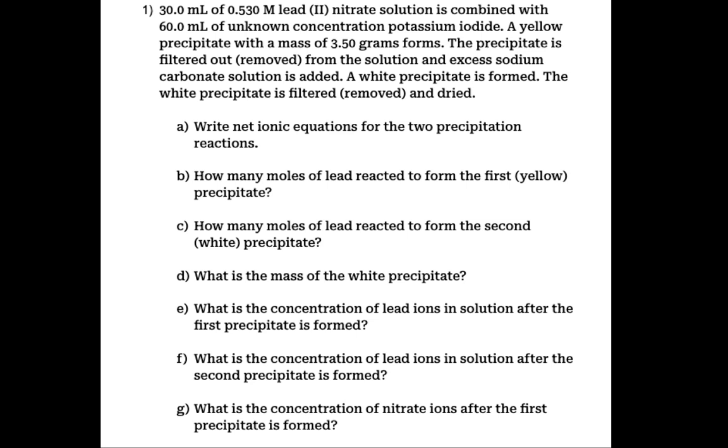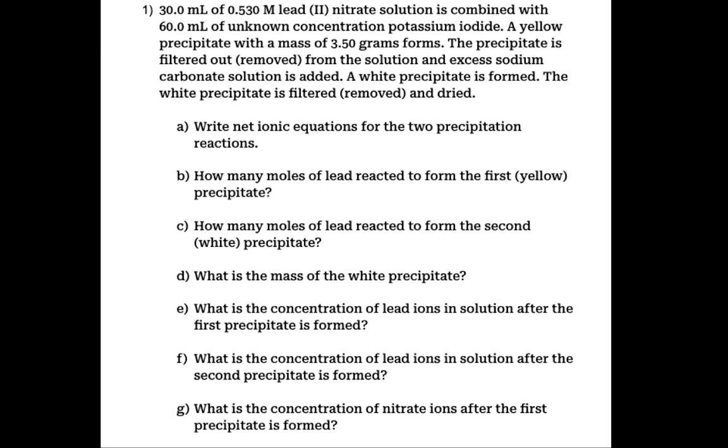Okay, so we've got 30 milliliters of 0.53 molar lead(II) nitrate solution. We're going to combine that with 60 milliliters of potassium iodide solution that has an unknown concentration. We get a yellow precipitate of 3.5 grams. We're going to take that precipitate out, so we filter it out. There's still some solution left in there. We add excess sodium carbonate and another precipitate forms, a white precipitate. We take out the white precipitate, filter it out, and then dry it to get rid of the water.